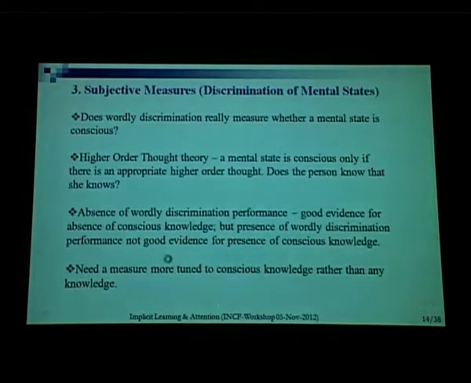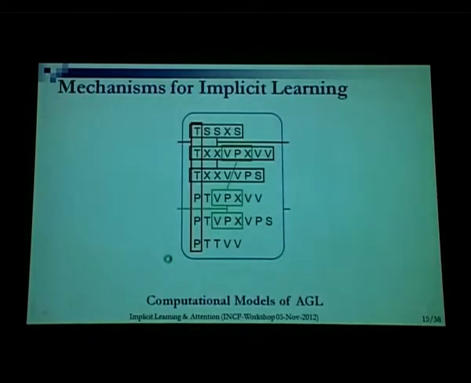And the other one, which I will not discuss too much, is subjective measures, where the basic issue that we need to keep in mind is that absence of discrimination performance is good evidence for absence of conscious knowledge, but presence of discrimination performance is not good enough evidence for conscious knowledge being acquired. So in this subjective measure, you need a measure that is tuned to conscious knowledge rather than any kind of knowledge, right? So subjective measures are one other way.